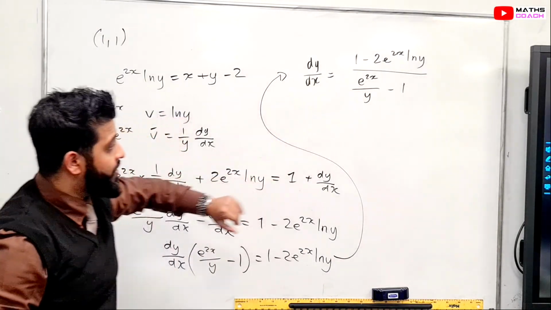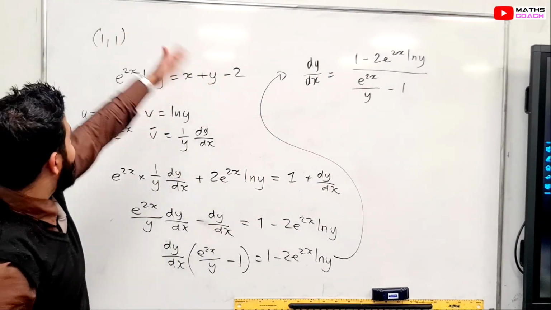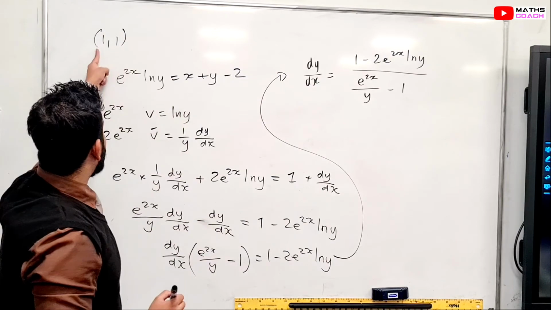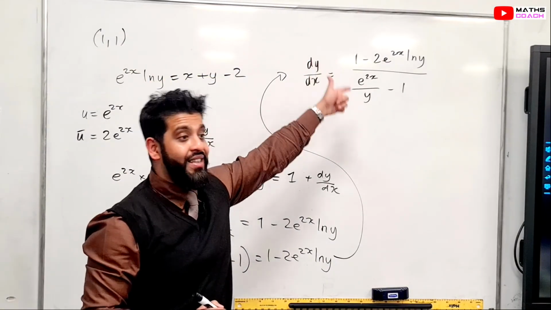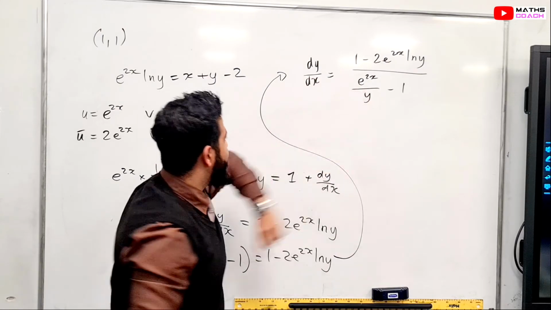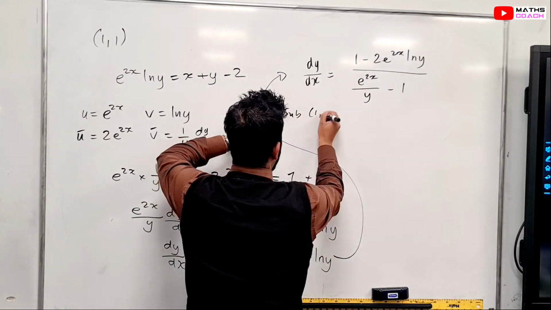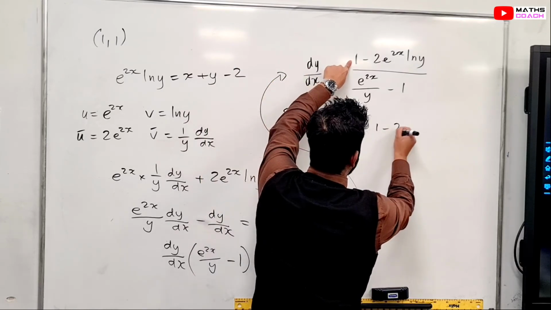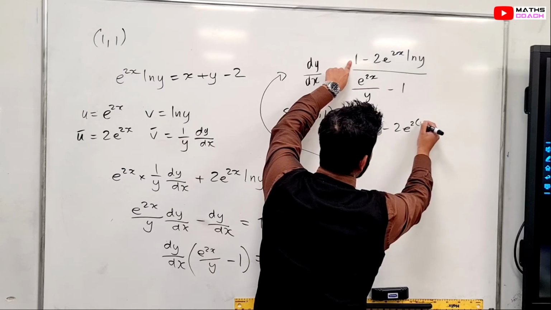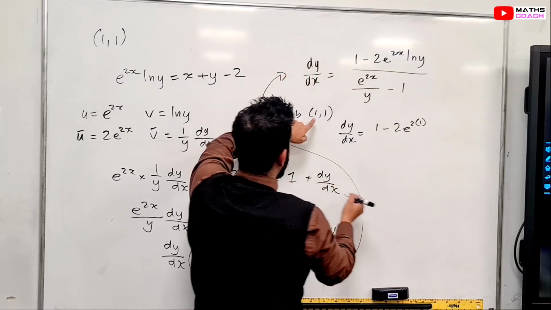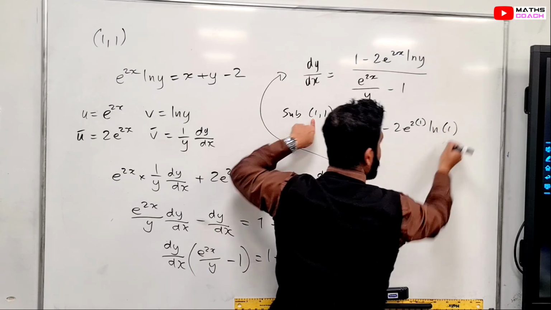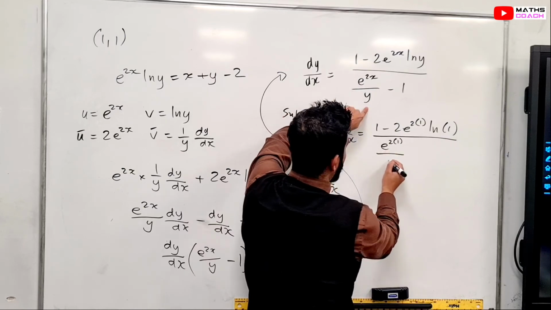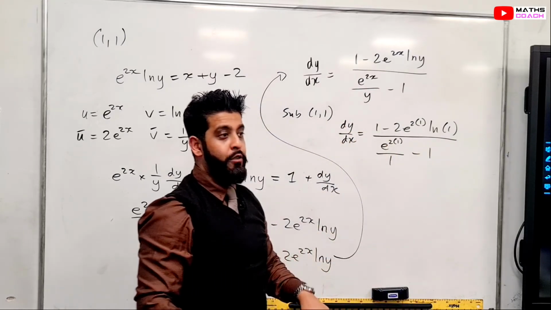So now the question says find the value of dy over dx at this coordinate point. So what will I do? I will substitute the x value and the y value wherever I see an x and a y in my dy over dx, yeah? So let's do that. So sub (1, 1) into this equation. So dy over dx will be equal to 1 minus 2 times e to the power of 2 times 1, because x is 1, right? And then ln 1 all over e to the power of 2 times 1 over y, which is 1, minus 1. So that's my substitution done.